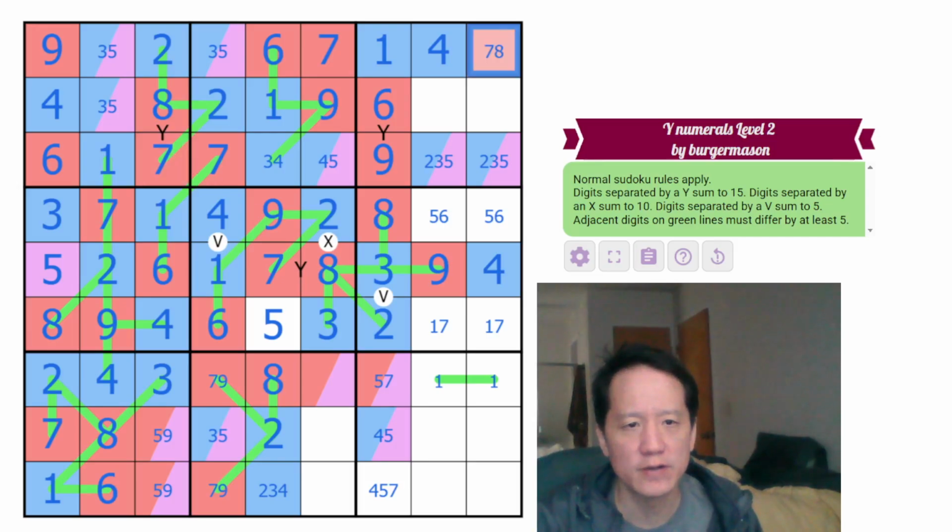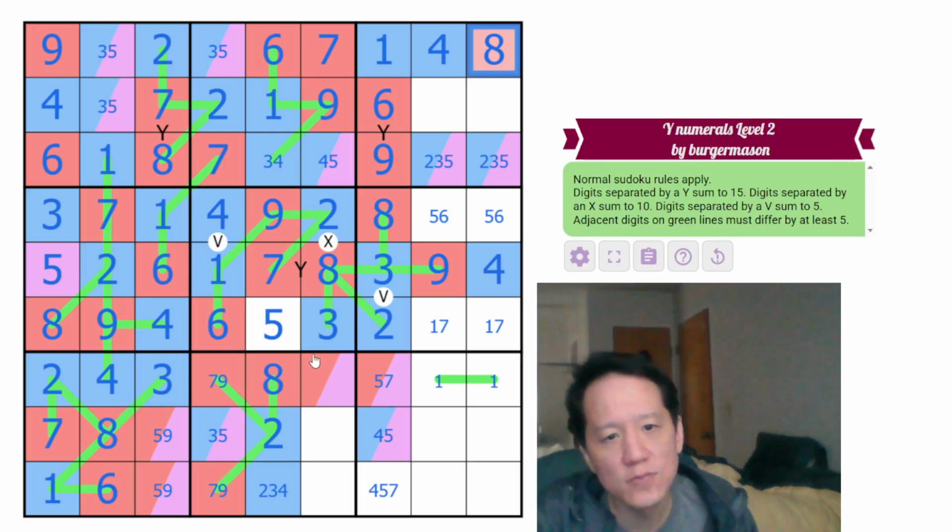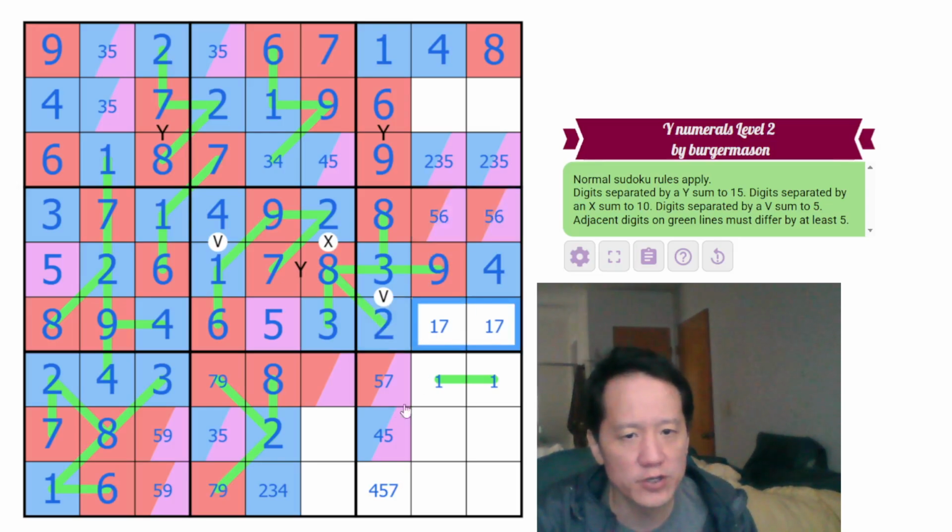Whoops. I don't know how I did that. This is an 8. This is a 7. This 7 makes that an 8. This is pink and high. We don't know about this. This can't be 2, so this is 3 or 4.